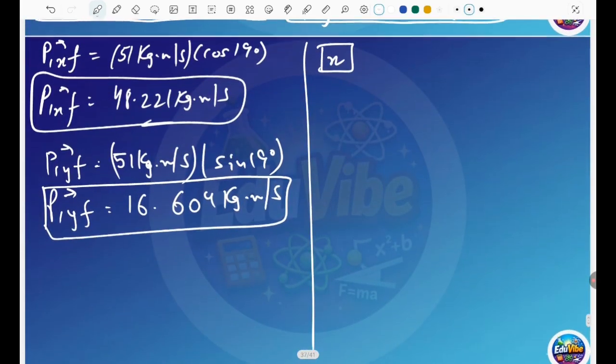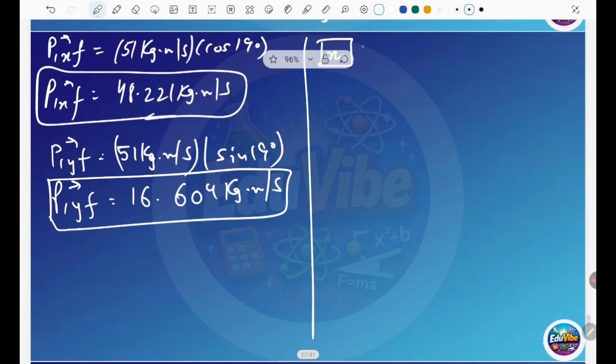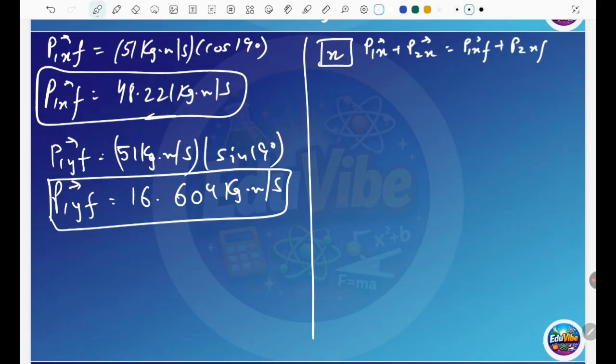So for the x component we have p1x plus p2x is equal to p1x final plus p2x final. They both are in motion, and before and after they both have some velocities. So basically what we have to find is P2x final.